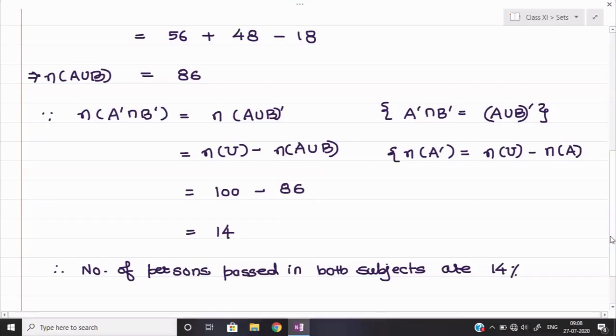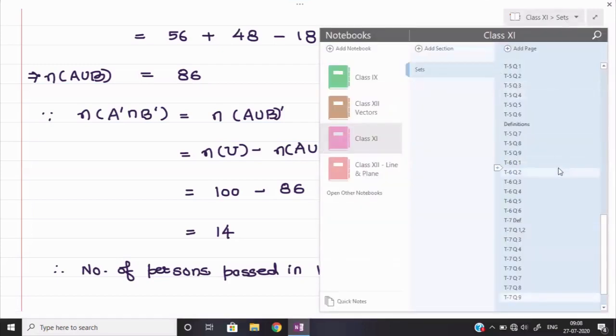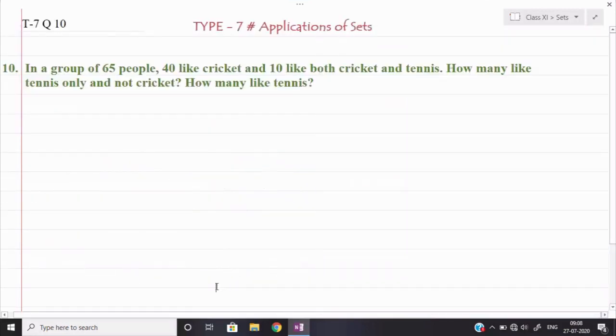Let us see quickly one last question of today's. Then we'll wind up our session, and some more questions I will take on to the next time. So let us see question number 10.